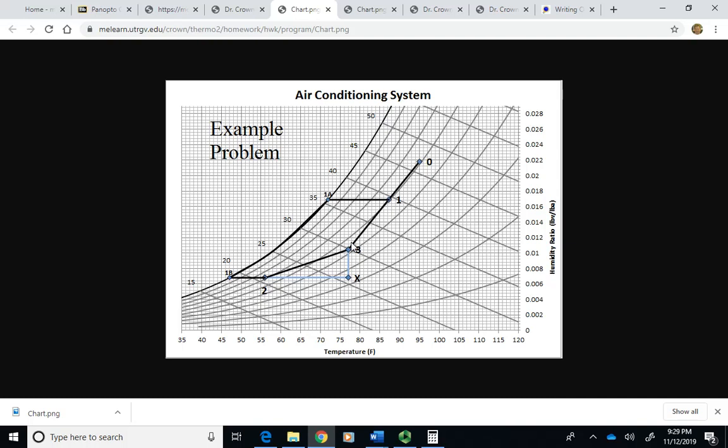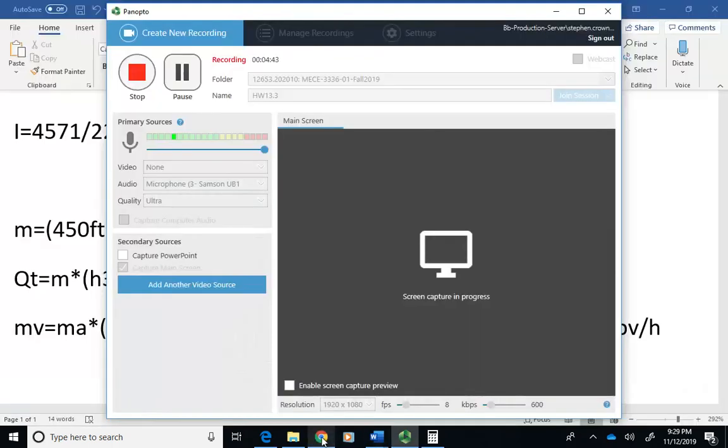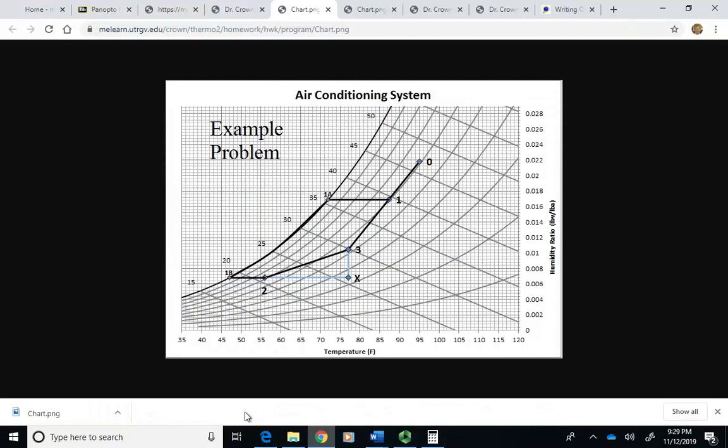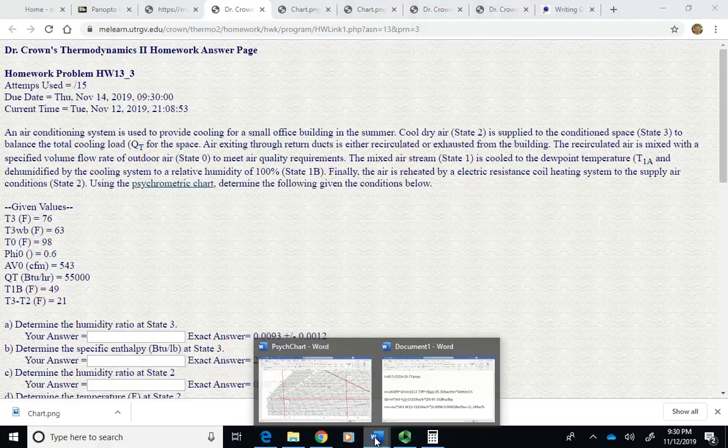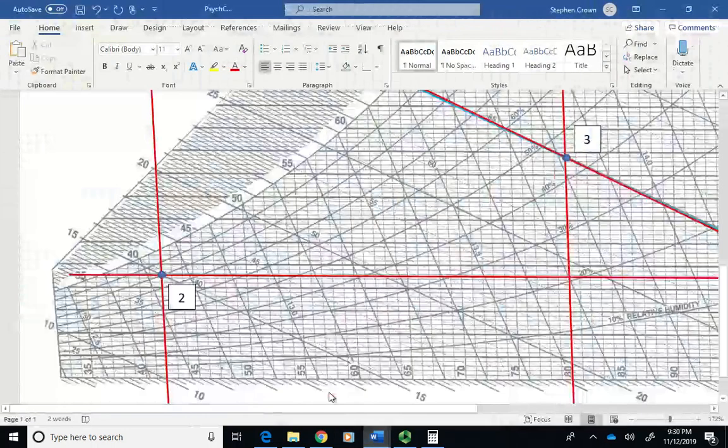So now we just need to find all those states on the psychrometric chart, given what's specified. So let's start doing that. And go to the homework problem here. Let's see. There it is. All right, so state 3, let's start with that. It's 76 dry bulb and 63 wet bulb.